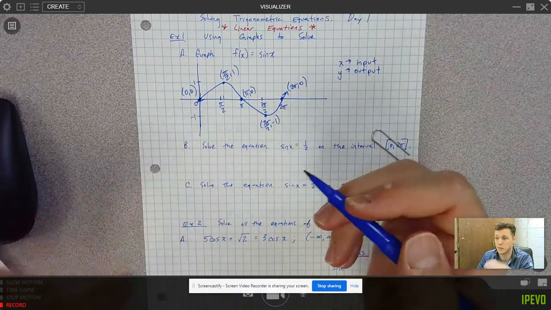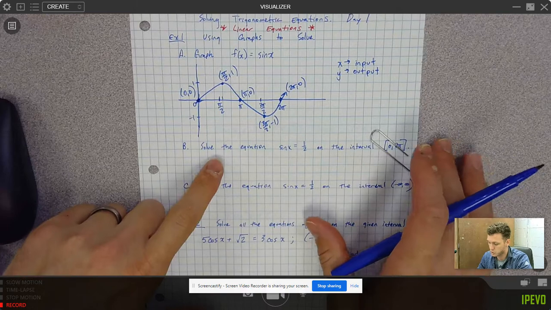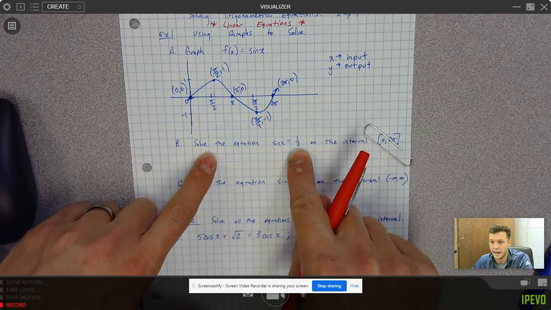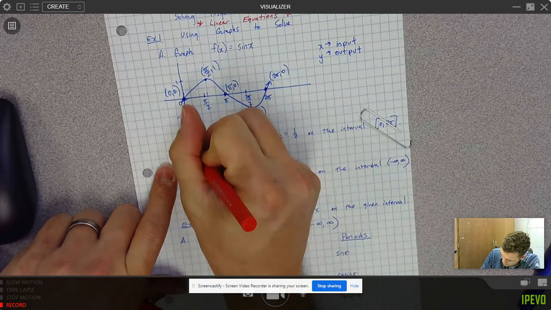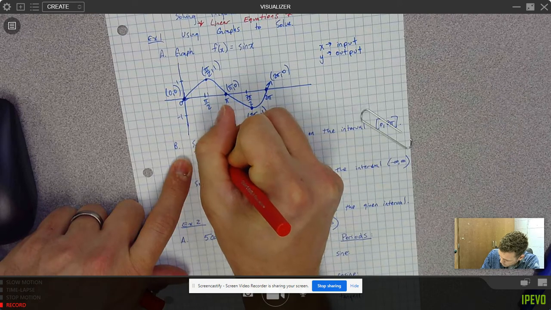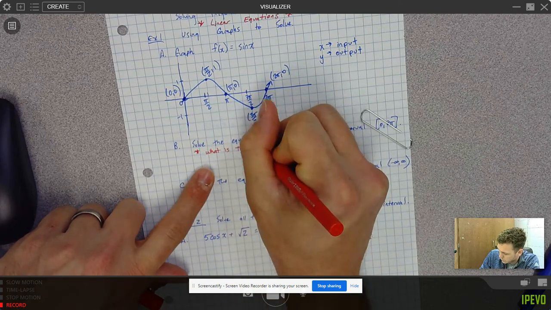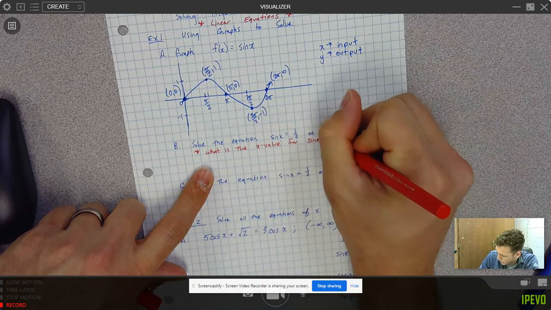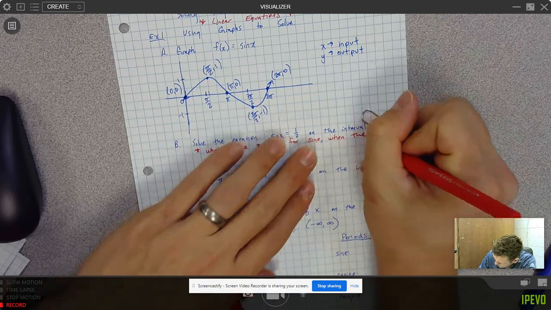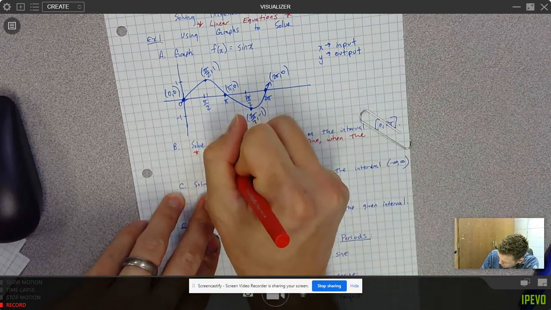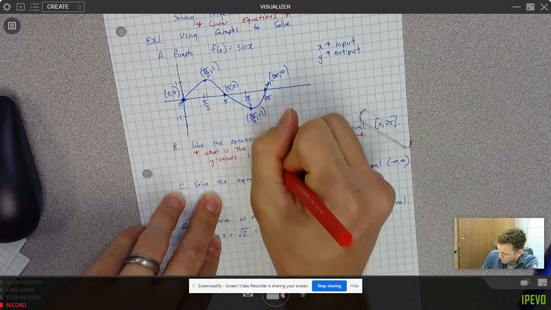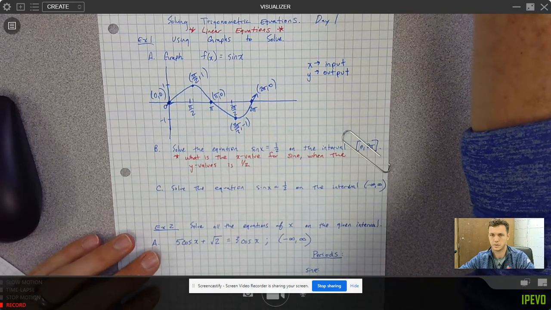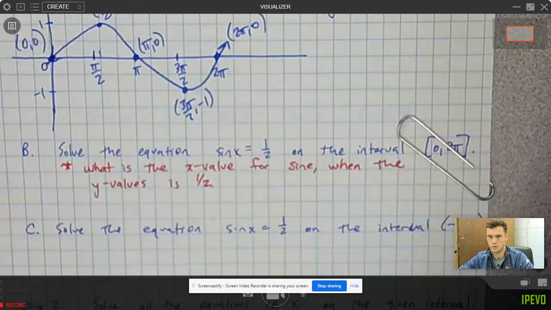So when I'm trying to solve the equation sine of x is equal to 1/2, what we are asking ourselves is: what is the x value for sine when the y value is 1/2? How can we use the graphs to help us solve this? Well, let me zoom in. I go up to my graph and I find where 1/2 is.